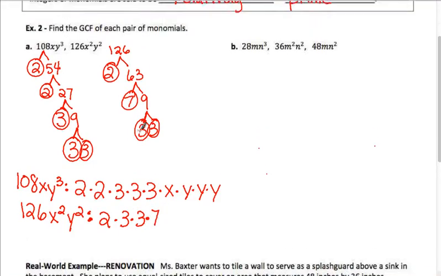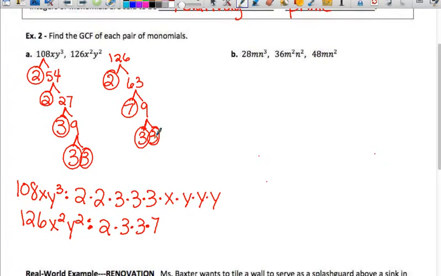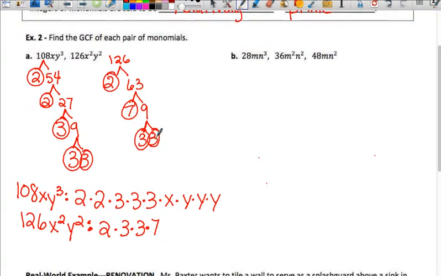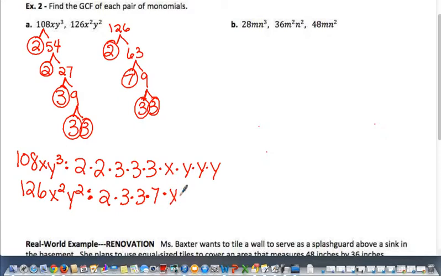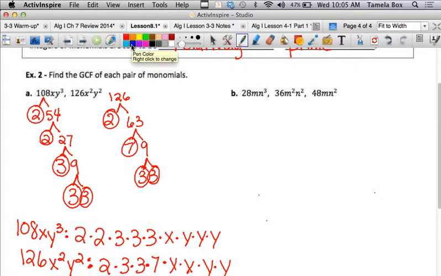And notice I put them in numerical order, and you'll see why we do that in just a minute. But I don't want to put them in just any order, even though I can find them in any order. So notice the 2, and then I found the 7 and the 3 and the 3. But when I list them, I always want to list them numerically. And then I have times x times y times y.